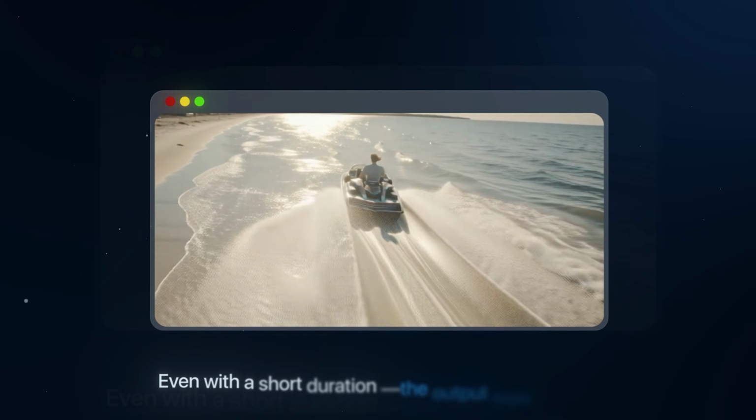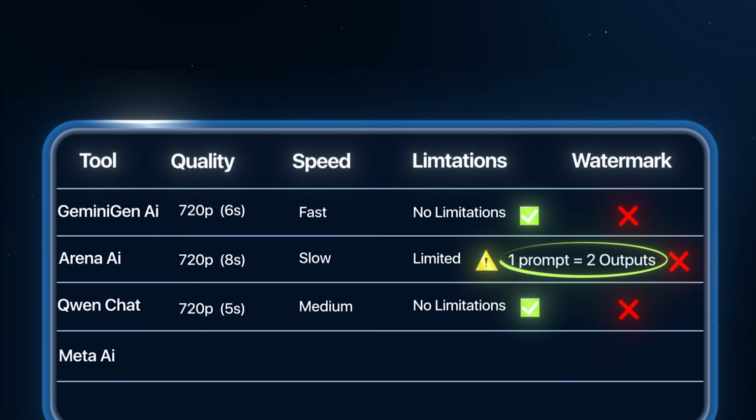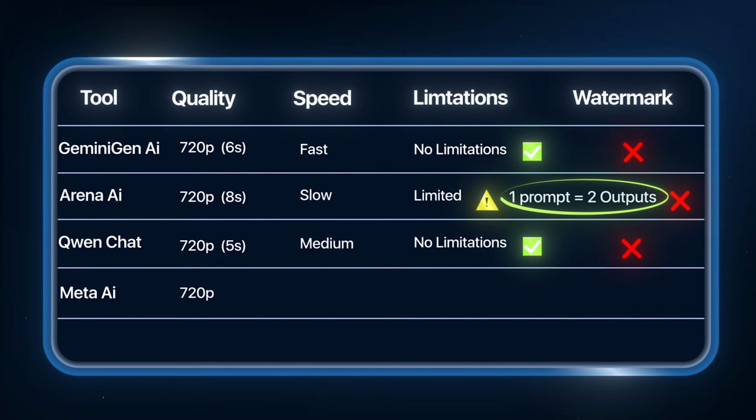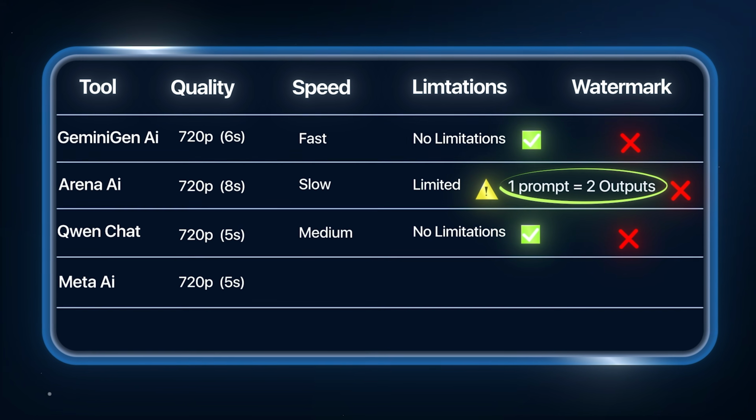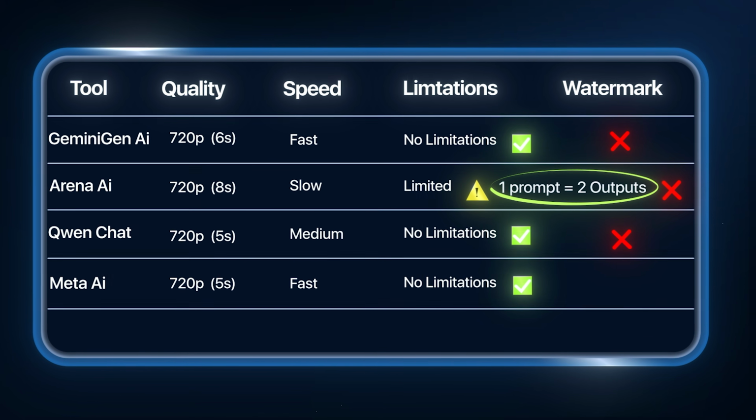Even with a short duration, the output feels usable. Now the overall breakdown. Video quality 720p, duration 5 seconds, speed fast, unlimited yes, no watermark. If you want a tool where you can quickly generate multiple options and pick the best output, Meta AI is a smart and practical choice.